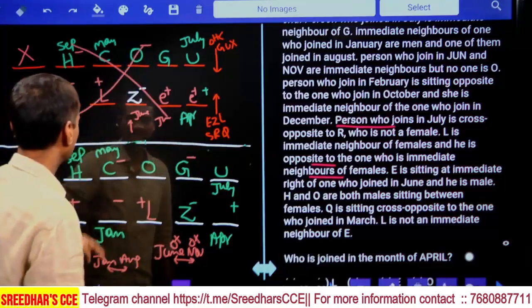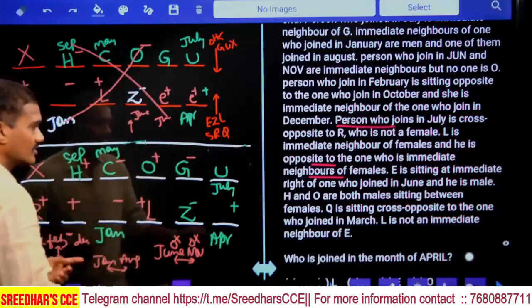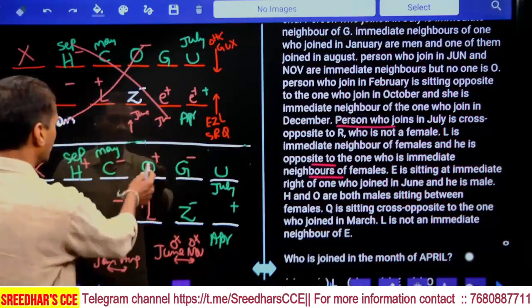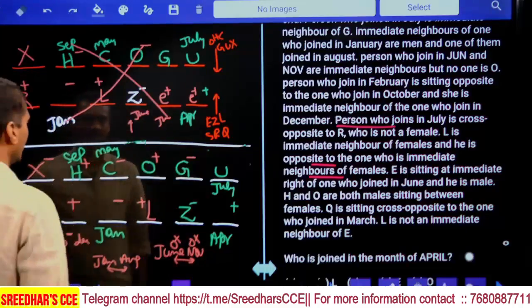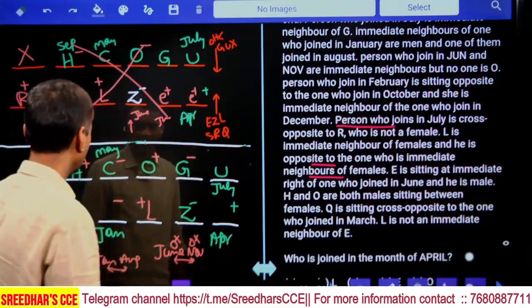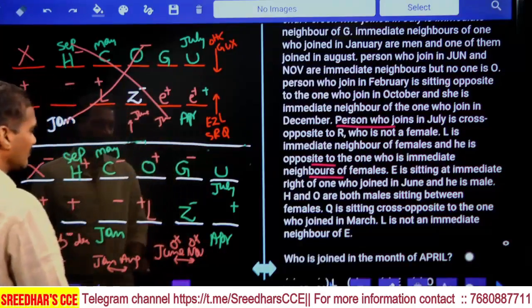Now we were left with this one. H and O both are males. H is a male, O is a male. And both these two persons are sitting between females. O is between C and G. Now H is sitting between X and C is a female. Hence how many females? 3 females were completed as of now. 1, 2, isn't it? Hence altogether 6 females were there.